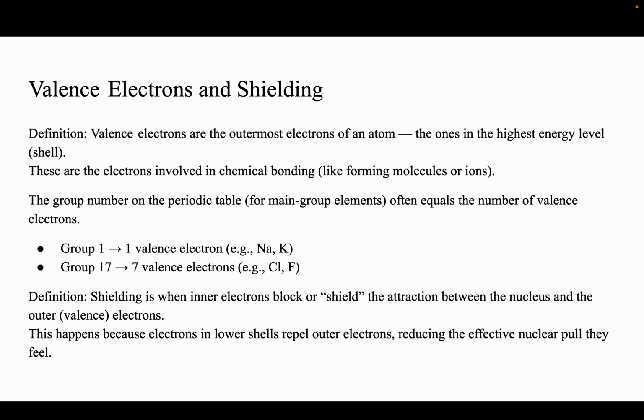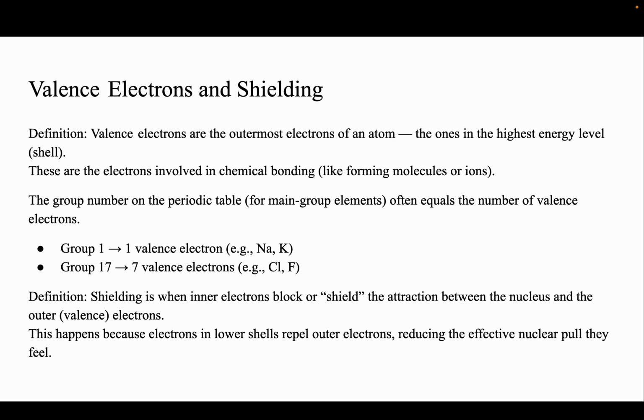So to identify how many valence electrons an atom has, there's a short trick that you can use based on the periodic table. The group number on the periodic table often equals the number of valence electrons. So in group 1, there's typically 1 valence electron, and in group 17, 7 valence electrons. So that's basically it for valence electrons. Make sure you understand that.